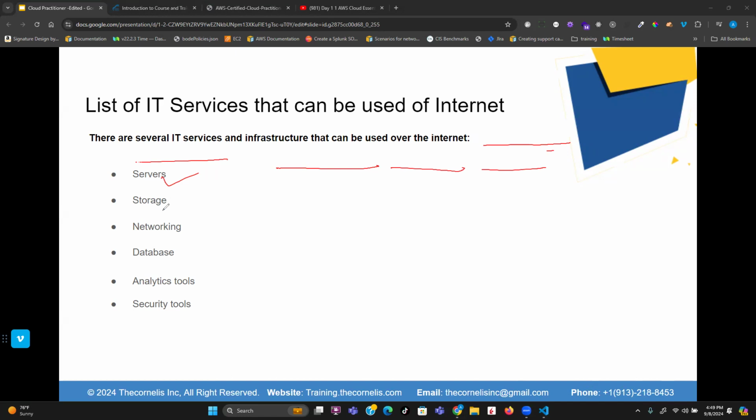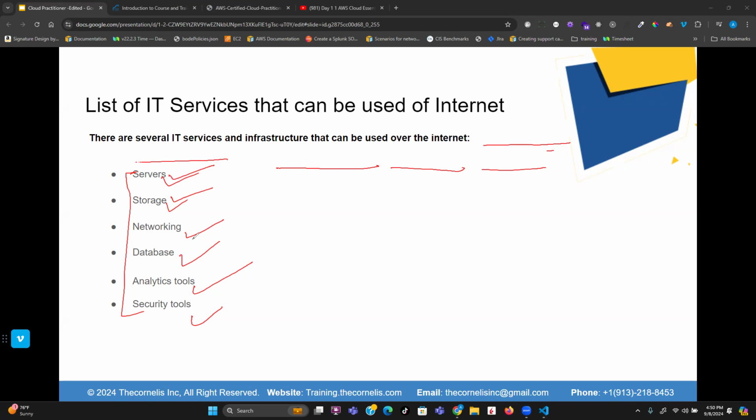Apart from servers, other resources we can use over the internet are storage, networking resources, databases, analytical tools, and security tools. And guess what? These are all what we are going to be discussing when we start AWS proper. All these resources, you can use on your own data center. Even your normal computer, your laptop, can be used to store data, or if you don't want to store a lot of data on your laptop, you can buy a storage device. I think I have one here. Yeah, I don't know if you can see. This is an example of a storage device. All of these things you can use in your data center.